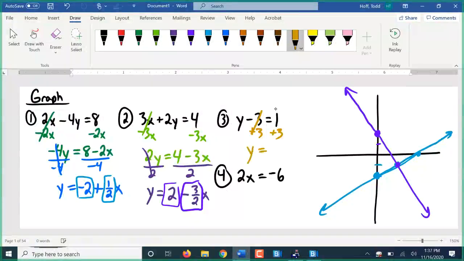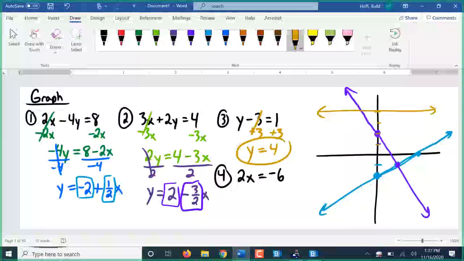We get y equals 1 plus 3 is 4. So y equals 4. We go 1, 2, 3, 4. It is a horizontal line at y equals 4. We go to positive 4 on the y-axis, and that's where that line goes through.